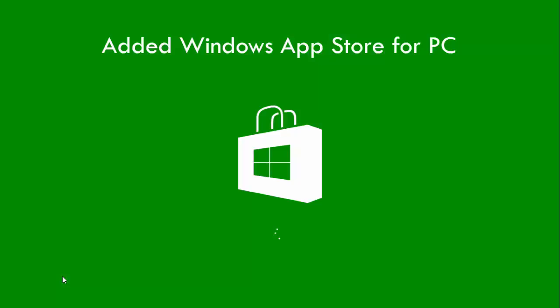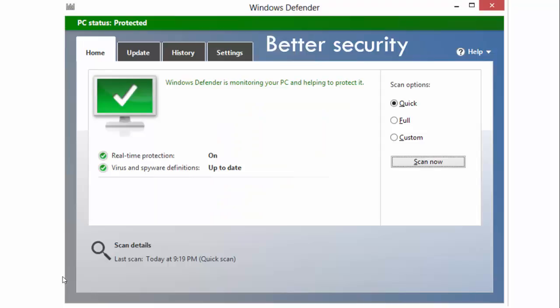Also, there is now a Windows app store for the PC, and there's a wider variety of apps available. There's also better security. There's an improved version of Windows Defender. It's a bit more powerful antivirus, and if you chose, you could use it as your primary antivirus.